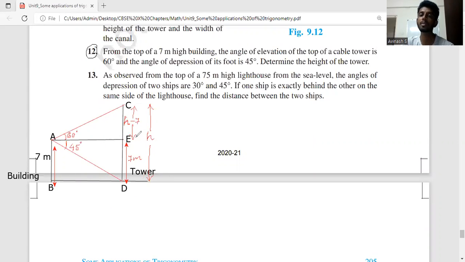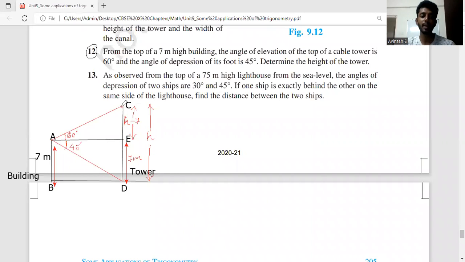I repeat, we have assumed the whole height of the tower as H, then that's what we're supposed to find in the question. And since the building's height is 7, you can carry it over here, and this will also be 7. So when the whole height is H, and when you subtract 7, the remaining height CE will be H minus 7.